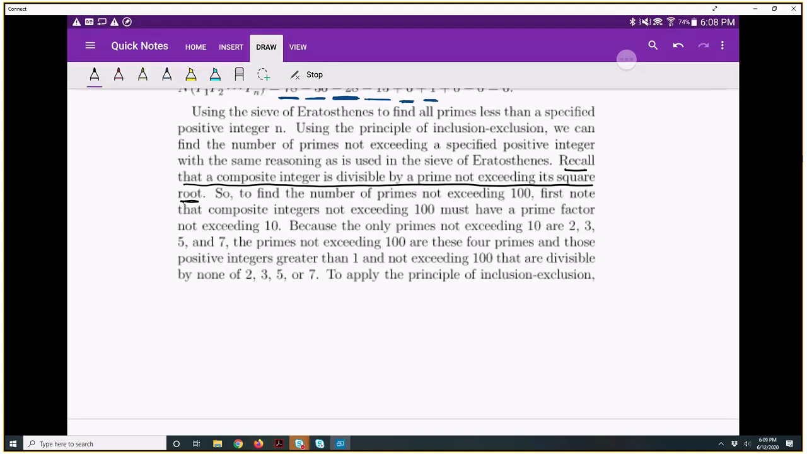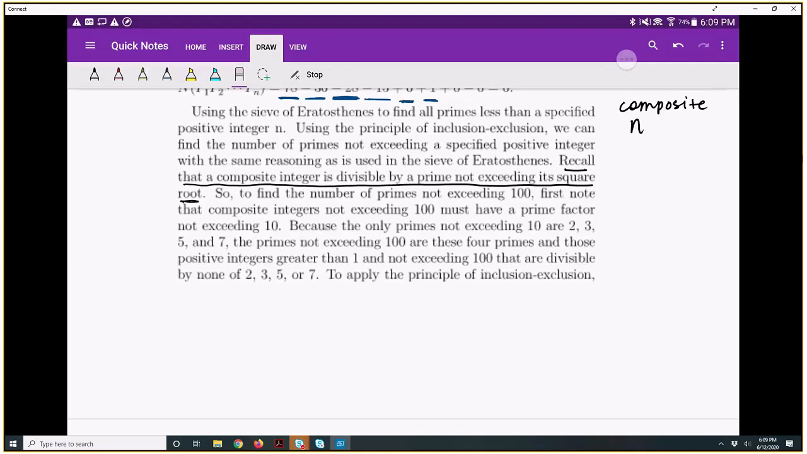And imagine if all of the divisors of a composite integer were exceeding its square root, so say our integer is n, our composite integer, and if all of its divisors were greater than the square root of n, then we'd have something greater than the square root of n times something greater than the square root of n. That would be greater than the number itself. So it's illogical. It's not possible. So we know that for any composite integer, it's divisible by a prime not exceeding its square root.